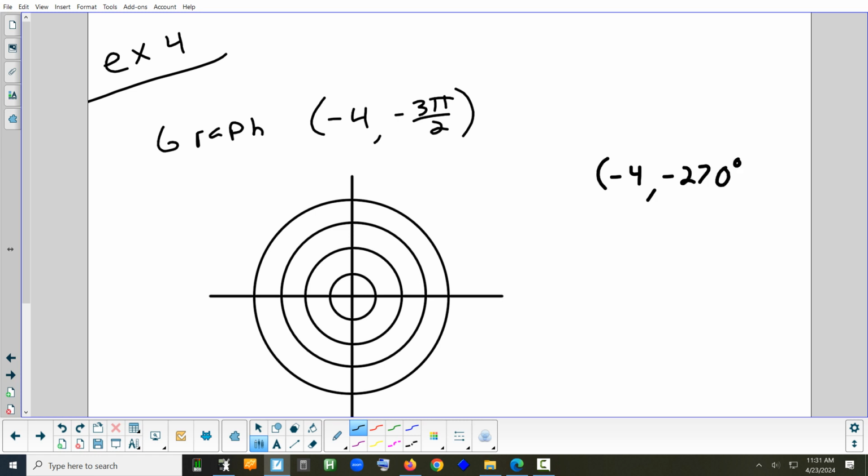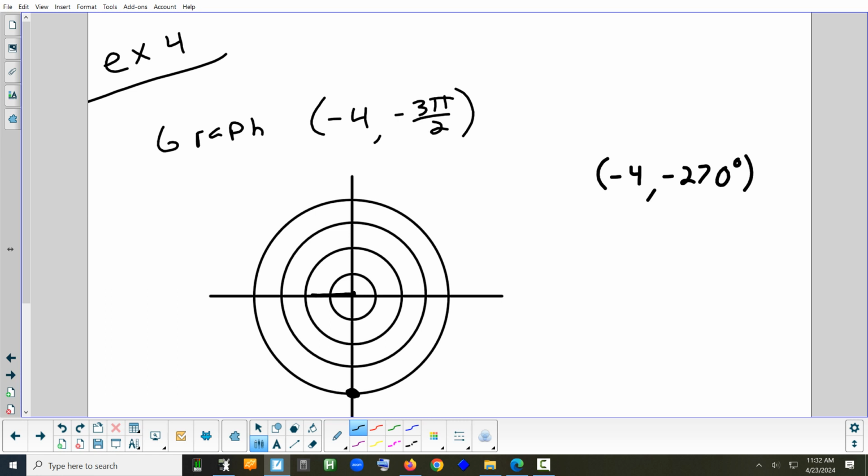-270. If you can do it without changing to degrees, that's fine. Okay, so what's our first step? Left 4. So we're going to start by going left 4. And then how many degrees are we going to rotate? Clockwise, 270. So, well, if I rotate to the top, how much is that? 90. And then halfway? 180. So then I got to go 3/4. Exactly 3/4. 270, exactly 3/4.